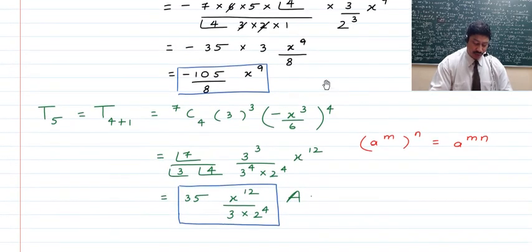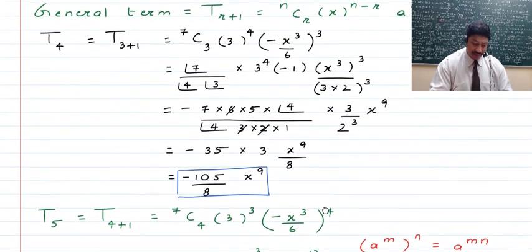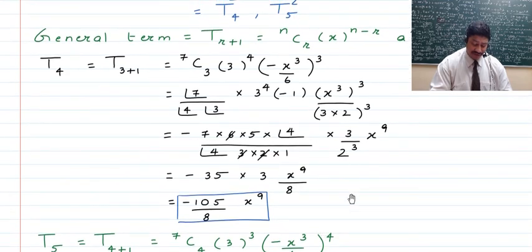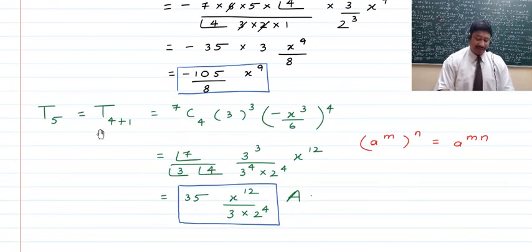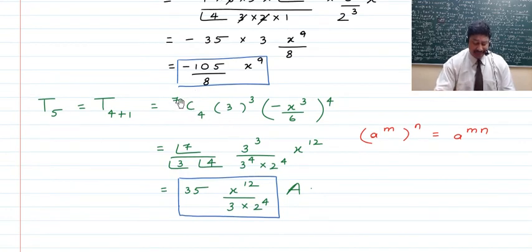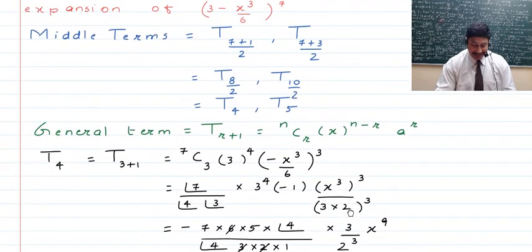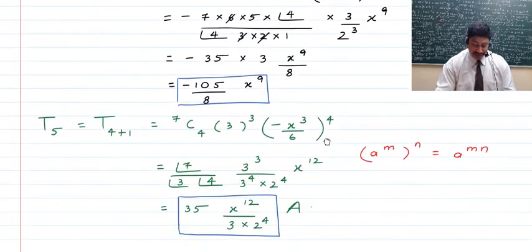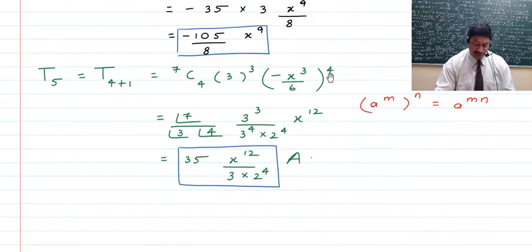Similarly, children, we also have to find out the other middle term, which we just calculated to be the fifth term, and that thus is going to become equal to t 4 plus 1, and thus by the formula of the general term we will have it to be 7C4, the first term 3 raised to the power the difference of the numbers in the superfix and the suffix, that is 3, times the second term, which is (minus x cubed upon 6) raised to the power the number in the suffix, which is 4.